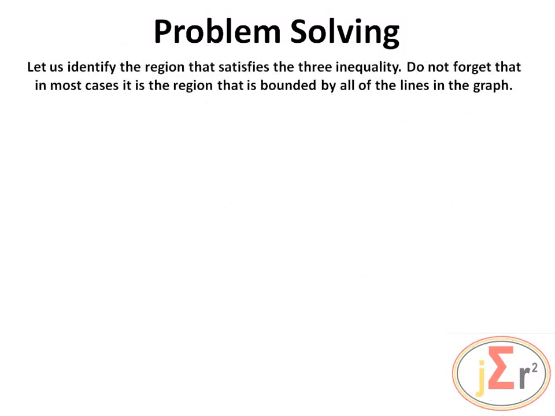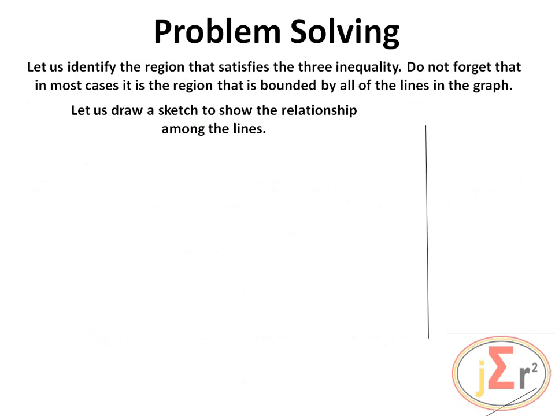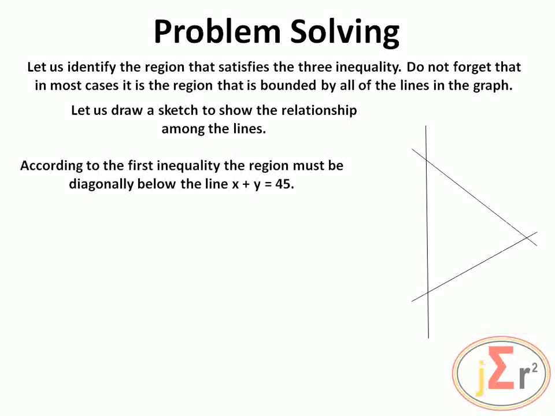Let us identify the region that satisfies the three inequalities. Do not forget that in most cases it is a region that is bounded by all of the lines in the graph. So let us draw a sketch to show the relationship among the lines. There we have that. According to the first inequality, the region must be diagonally below the line x plus y is equal to 45, which is this one. In that direction.